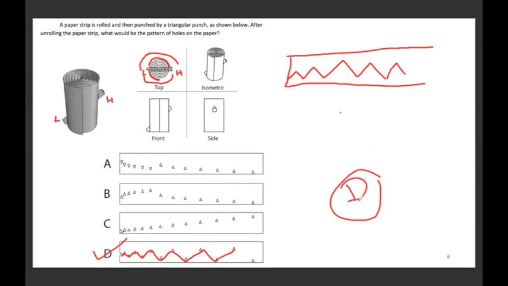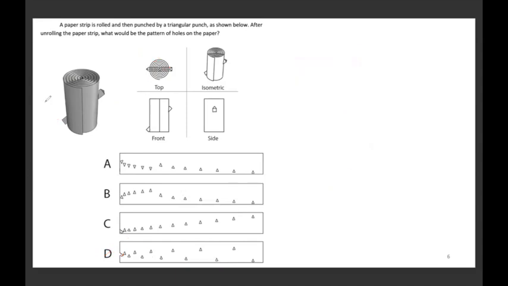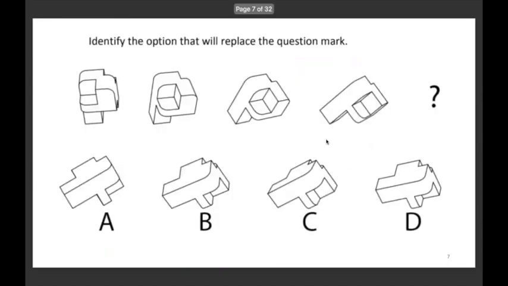Okay, we'll move to the next. Identify the option that will replace the question mark. We're given here sequence, और यहाँ पे कौन सा figure आएगा वो ढूंढना है. Okay. In this case, if you look at the sequence, ये यहाँ पे आया, यहाँ से फिर वो थोड़ा rotate हुआ इस side, फिर वो वापस थोड़ा रोटेट हुआ, वापस थोड़ा रोटेट होगा यहाँ से.